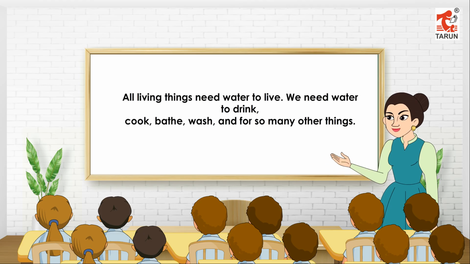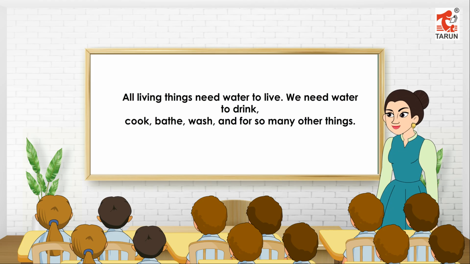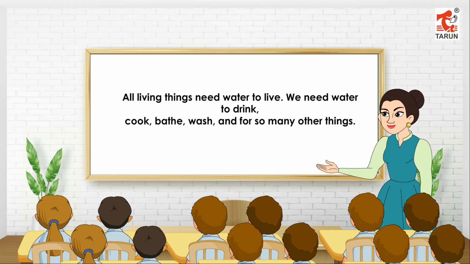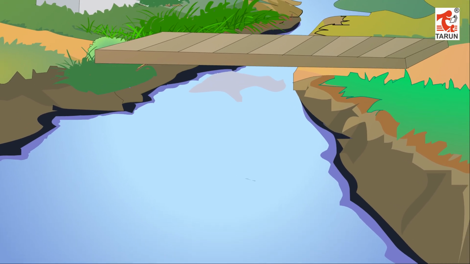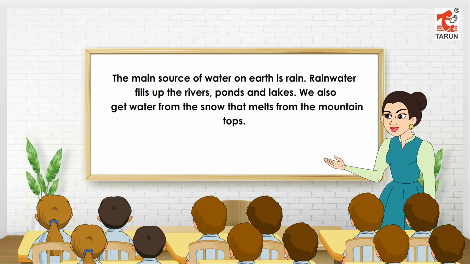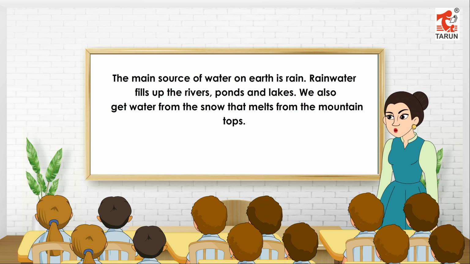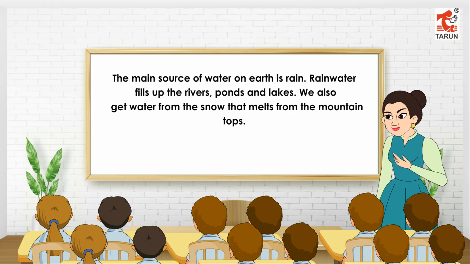All living things need water to live. We need water to drink, cook, bathe, wash, and for so many other things. Sources of water. The main source of water on earth is rain. Rainwater fills up the rivers, ponds, and lakes. We also get water from the snow that melts from the mountain tops.